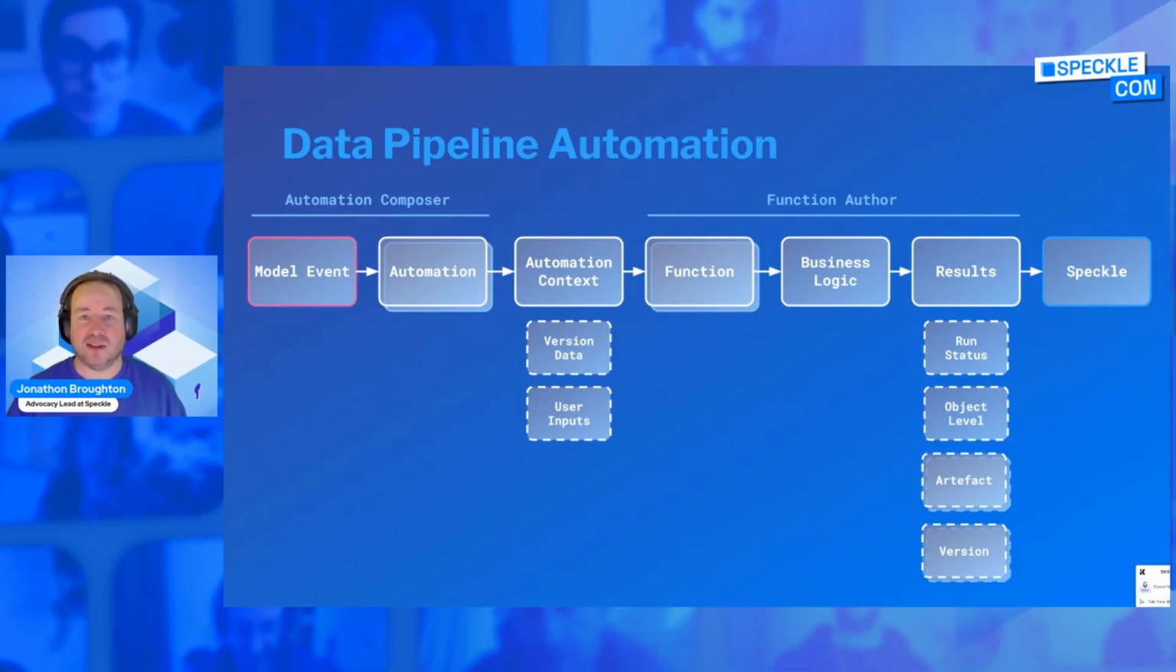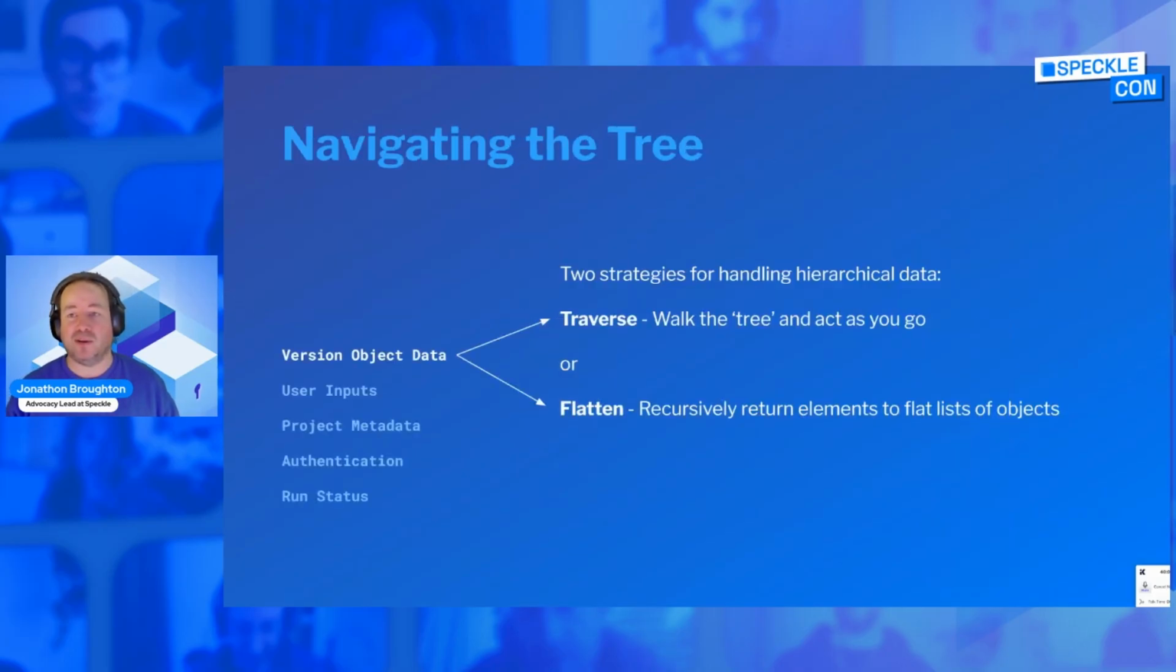So there are two personas here, the automation composer and the function author. The reason why what Jed was talking about is important is because almost all functions will be looking to have a strategy for navigating the Speckle data. And Speckle data covers not only objects, the automation context also has all sorts of other things: user inputs, project metadata, authentication, all the things about the automation that's running. But what we're going to talk about is the version object data. Jed has talked about how there are various times you want to traverse the tree or flatten the tree. I won't repeat what Jed's just been talking about.